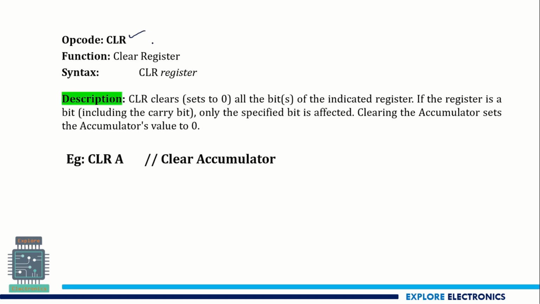Then we have clear, CLR, with a register. If you are going to execute CLR A, whatever the content present in A will come back to 0, eight zeros, meaning the 8-bit register.